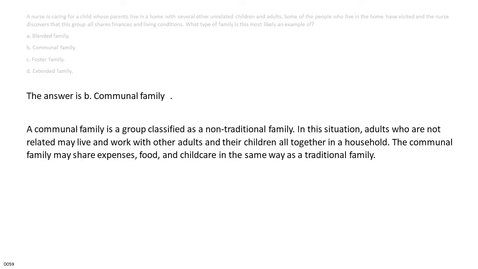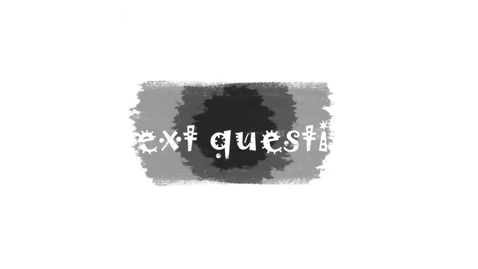The answer is B. Communal family. A communal family is a group classified as a non-traditional family. In this situation, adults who are not related may live and work with other adults and their children all together in a household. The communal family may share expenses, food, and childcare in the same way as a traditional family.